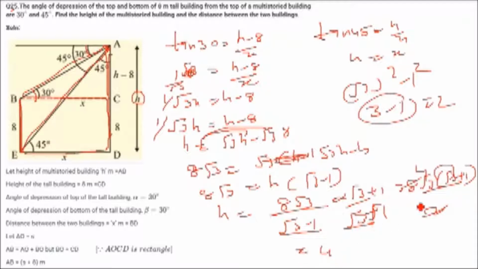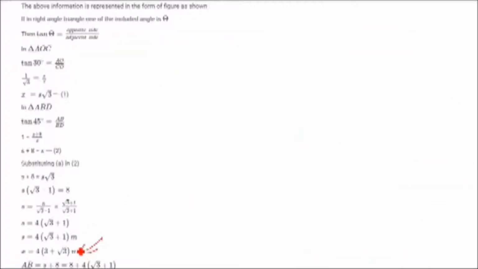Bring it inside. Multiply root 3 inside. Root 3 into root 3 is 3. Plus root 3 into 1 is root 3. So 4 into 3 plus root 3, this is your answer. This is what you have to do.